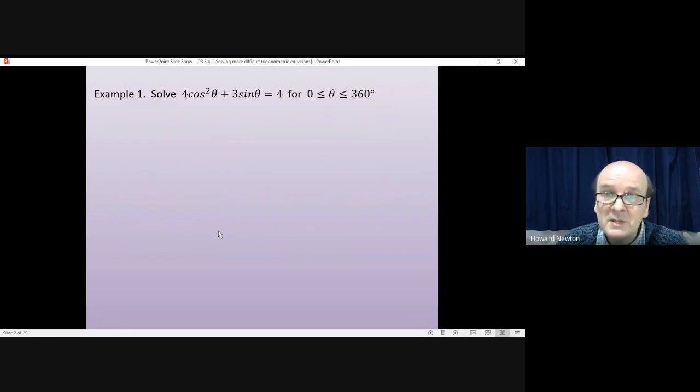If you have a trig equation to solve, one of the first things that you really want is everything to be cos, everything to be sine, everything to be tan. You really want everything to be the same trig function. So the first step on this question is making everything into sine thetas.